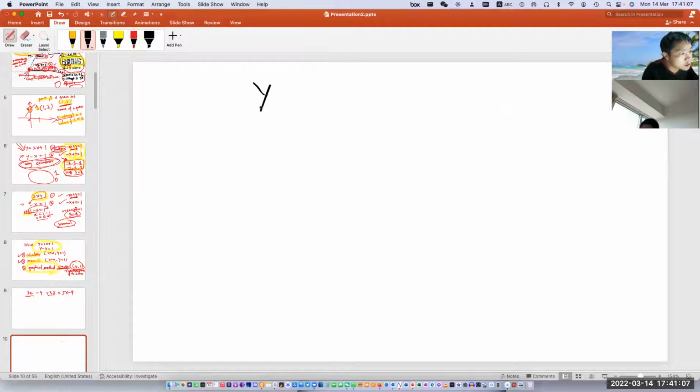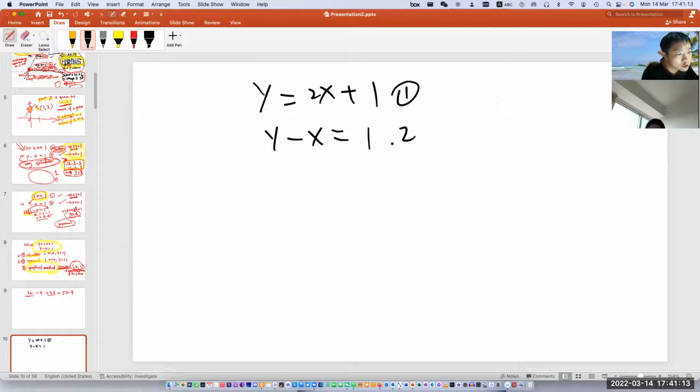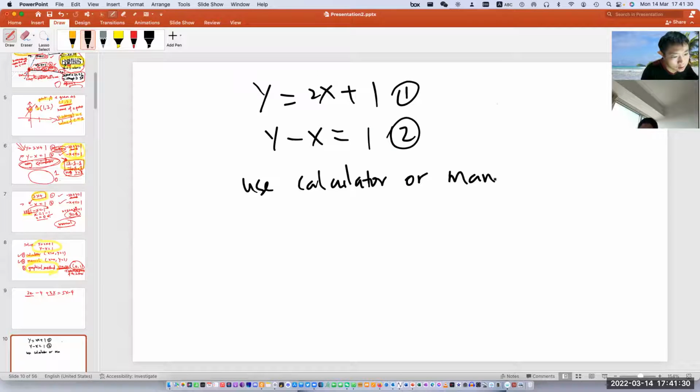So questions like this: y is equal to 2x plus 1, and y minus x is equal to 1. Equation 1, equation 2. I think questions like this are too easy to solve, right? Too easy to solve, meaning too easy to use the calculator or manual to solve. Okay? But what if you have this?